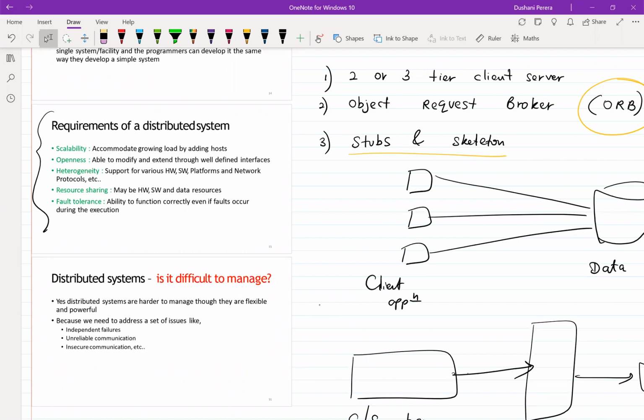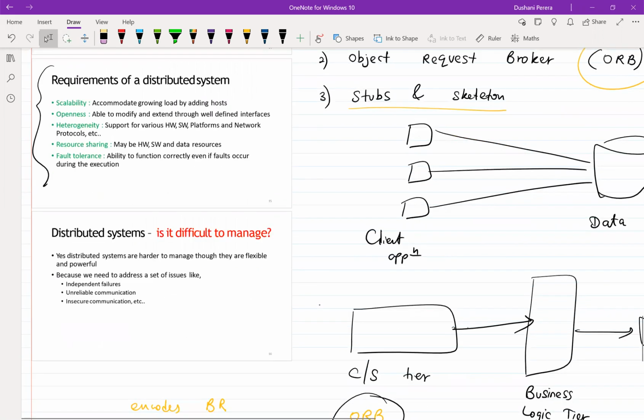We said that they share resources and information, and that itself helps them carry out tasks or functions that none could carry out alone. Finally, fault tolerance. So here a function is correctly carried out even if an error occurs during the execution.